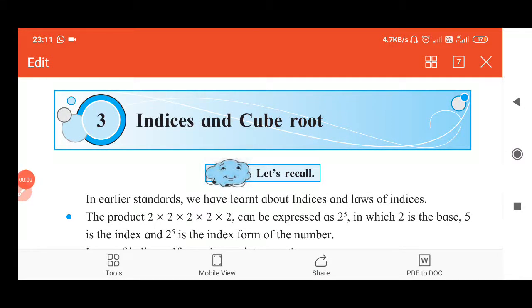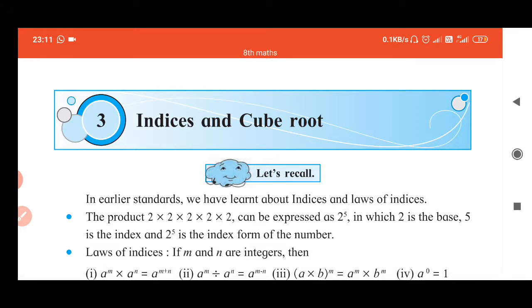Welcome students. We are learning chapter 3, indices and cube root. You learned indices in last year's standard 7, and you learned about square and square root.